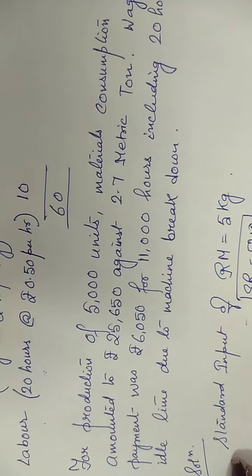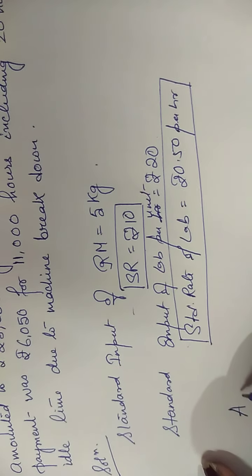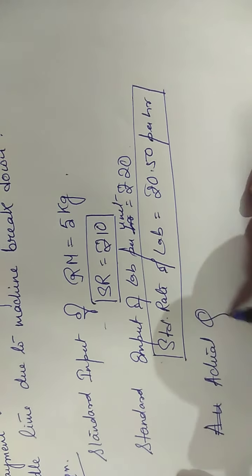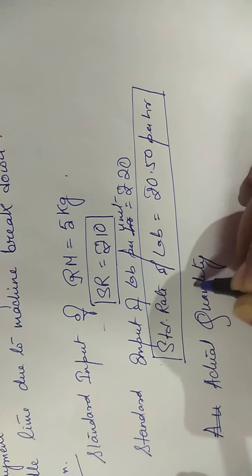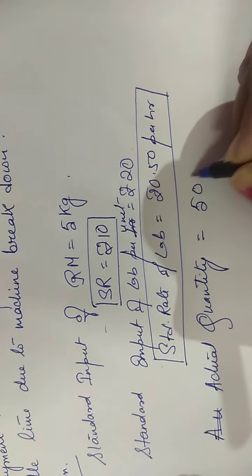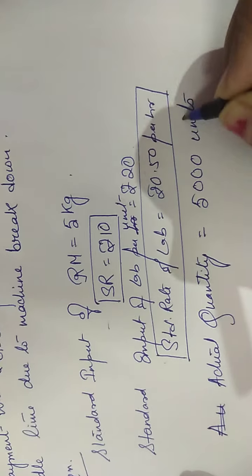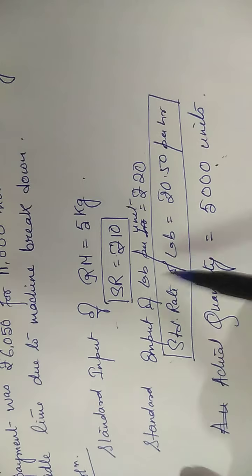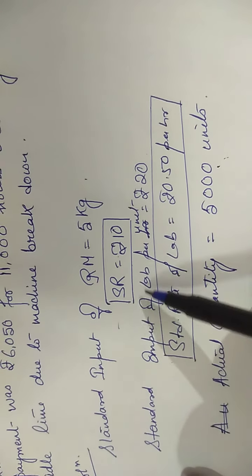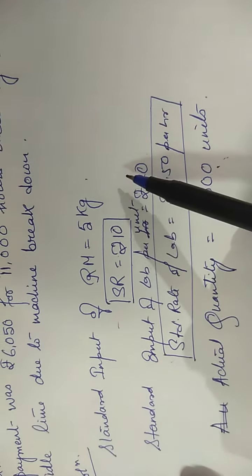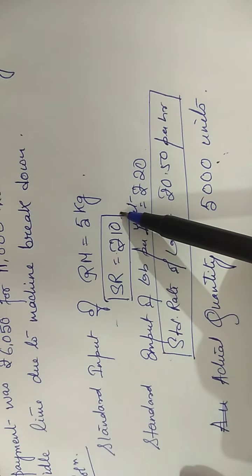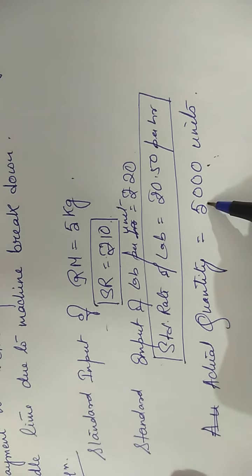Next, it has been told over here the production of 5,000 units. That means actual quantity, the actual quantity that you are producing in a factory within a given time period. So actually you are producing 5,000 units, and these are all my standard: if I produce this, then I'll require 5 kg of raw material, which may cost rupees 10. So this is my standard presumed cost, and this is my actual quantity.